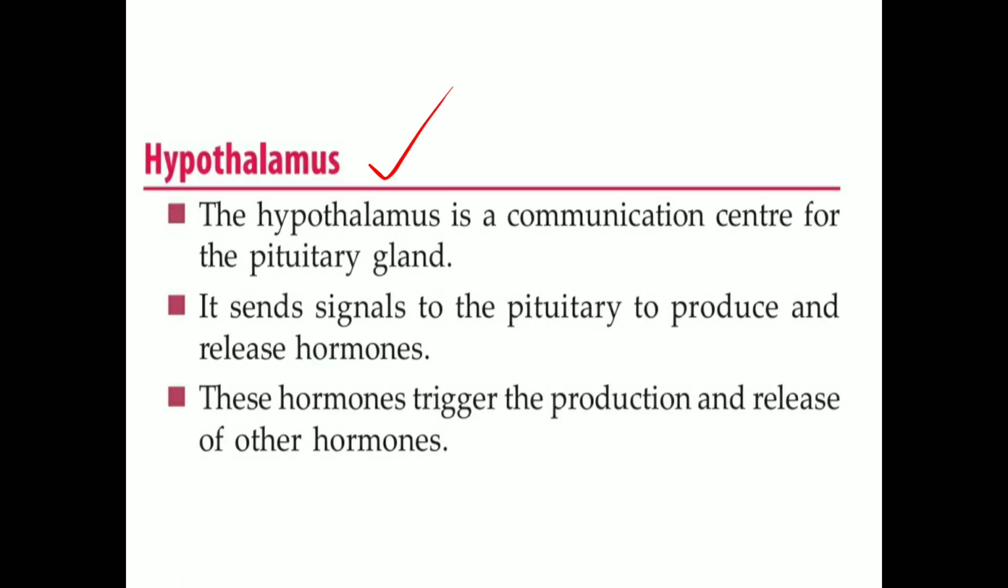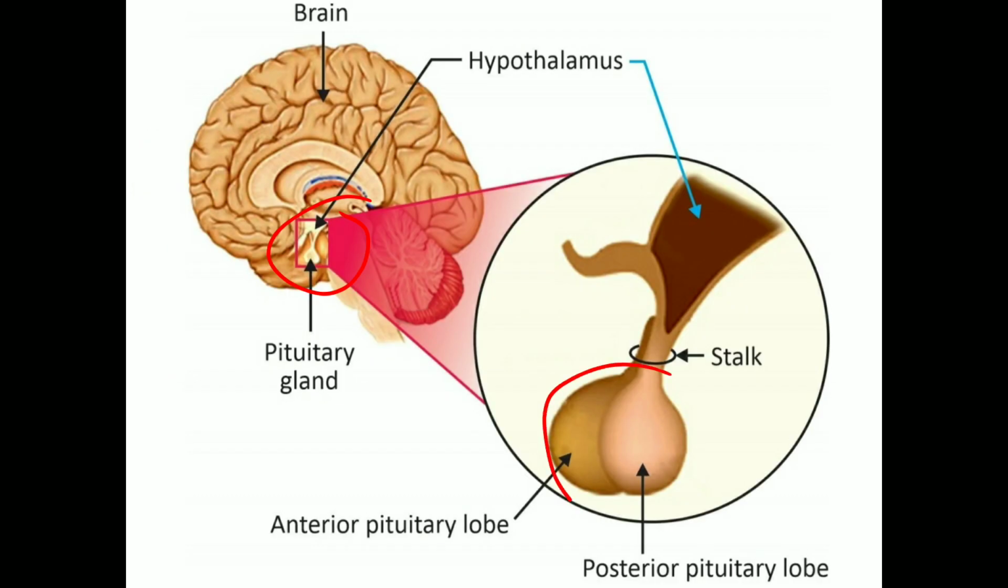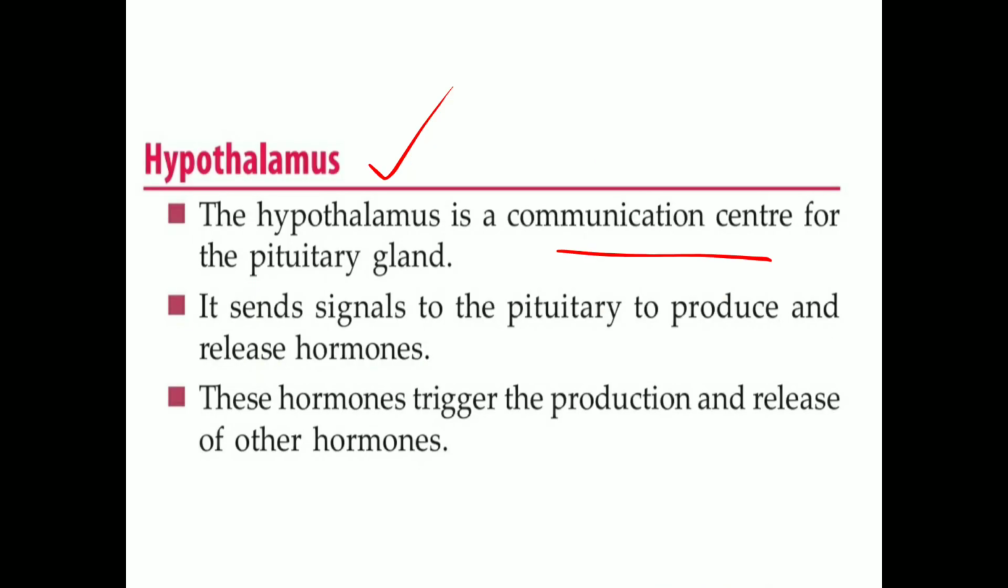Then next is hypothalamus, which is a communication center for the pituitary gland, present just above. This is pituitary gland. Just above the pituitary gland is hypothalamus, which controls all activities of the pituitary gland. The hypothalamus sends signals to pituitary gland. It sends messages to the pituitary gland to produce and release the hormones.